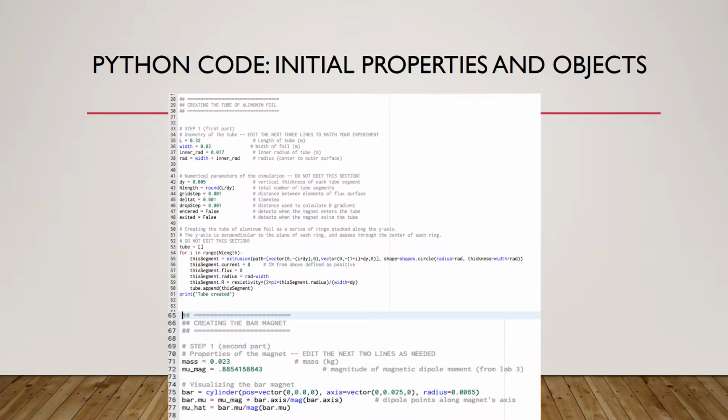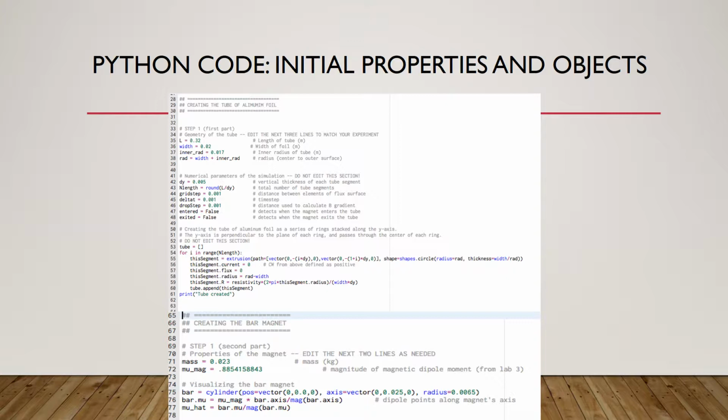To begin making this model, we started with the physical properties that we measured in the physical aspect of this lab. This included the mass of the bar magnet as well as the dimensions of our aluminum foil tube. On the slide, you can actually see the creation of each ring individually of the aluminum foil tube to ease our calculations on line 53. And on line 75, you can see the properties assigned to the bar magnet, including the magnetic dipole moment from our previous lab.